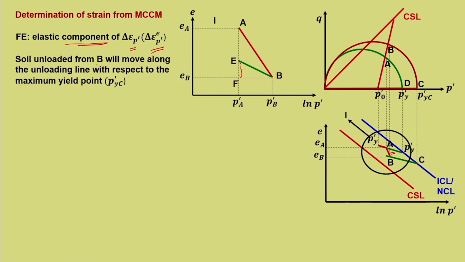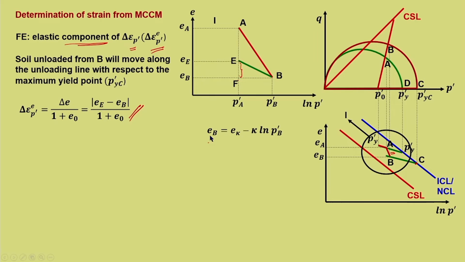Now, soil unloaded from B will move along the unloading line with respect to the maximum yield point P dash Yc, and that is what I have already explained. Now, you are unloading it from B means that corresponds to the unloading reloading line corresponding to point C. That is the maximum yield stress is P dash Yc. So, delta epsilon P dash E can be written as delta E upon 1 plus E naught. That is EE, corresponding to this particular point, EE minus EB upon 1 plus E naught. So, this will give the elastic component because this much is the elastic volume change or regaining.